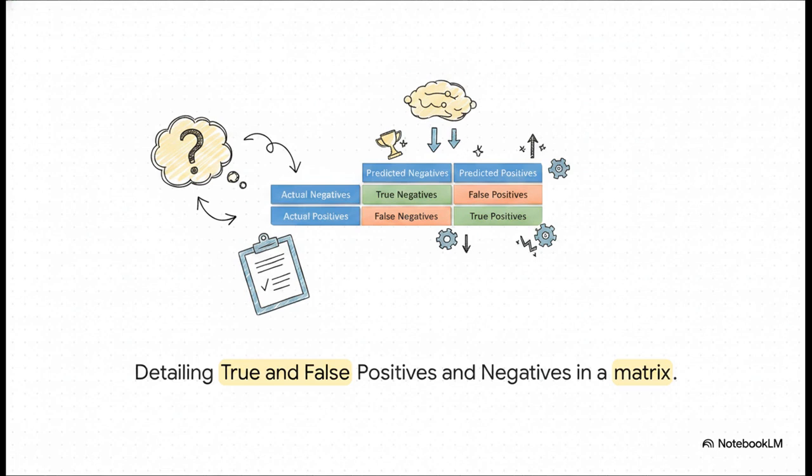It's an error matrix that breaks down exactly where the algorithm guessed right into true positives and true negatives, and crucially, where it guessed wrong, false positives and false negatives. Laying it out like this lets us see exactly how our model is failing, not just that it's failing.